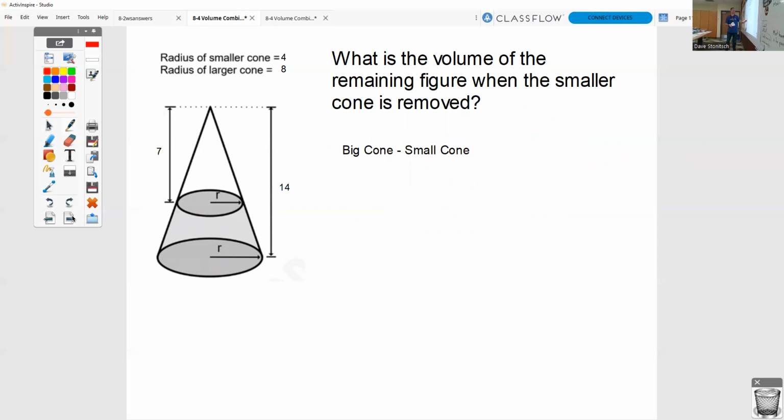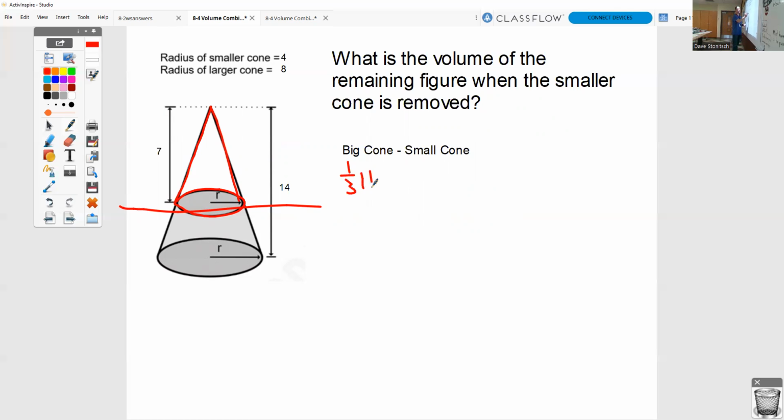We have a big cone and we have a little cone. What is the volume of the remaining figure when the smaller cone is removed? So we're taking this smaller cone and chopping it off, all right? We're taking a knife and going right like that and cutting the top part off. And we just want to find the volume of this remaining piece at the bottom. So we have the big cone minus the small cone.